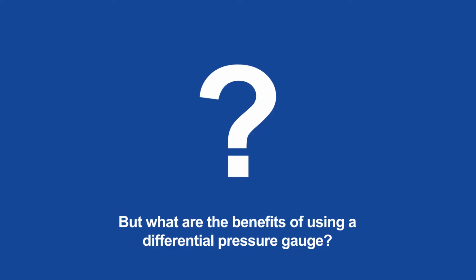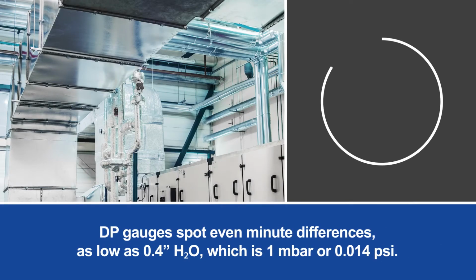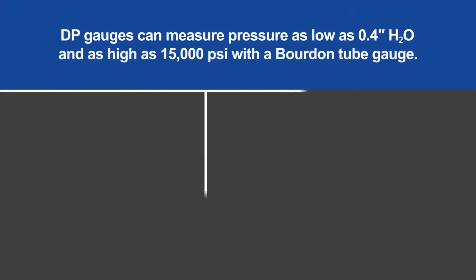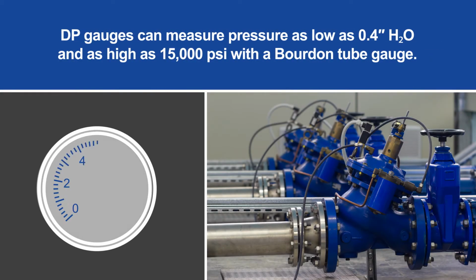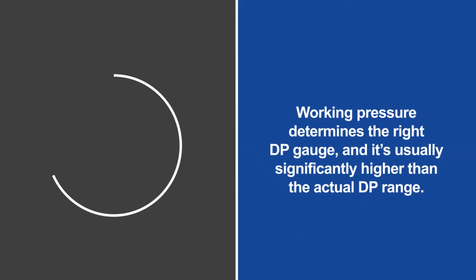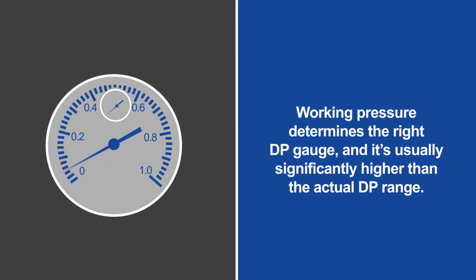Now that we've covered the main types of pressure we measure, what are the benefits of using a differential pressure gauge? They offer great sensitivity and accuracy. DP gauges are made to spot even minute differences in pressure as low as 0.4 inches water column in air handling applications. They offer greater range and versatility. DP gauges can measure pressure as low as 0.4 inches water column and as high as 15,000 psi with a Bourdon tube gauge. Working pressure determines the right DP gauge, and in almost every DP application, it's significantly higher than the actual DP range.